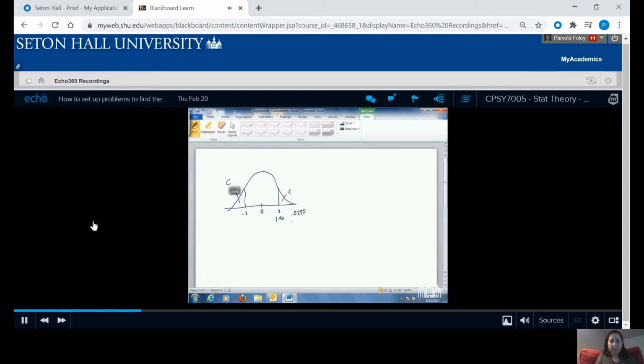Well, that's the same thing. If you multiply that by 100, that's 2.5% of the distribution is above a z-score of 1.96, which we've talked about before. 2.5% is below a z-score of negative 1.96.